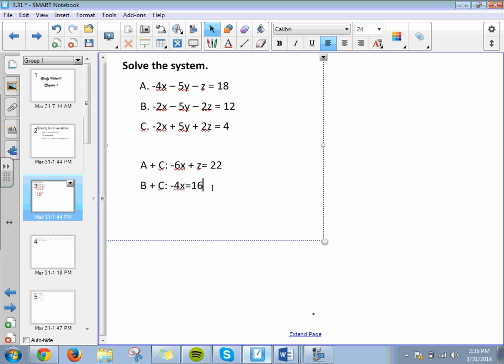So what I'm going to do is take this one, and I'm going to rewrite it. Solving for x, I know that I can divide both sides by negative 4, and so x will be equal to negative 4. If I plug that in up top, that'll be really nice. So I'll do negative 6 times negative 4 plus z will be equal to 22. So when I do that, then this becomes a positive 24.